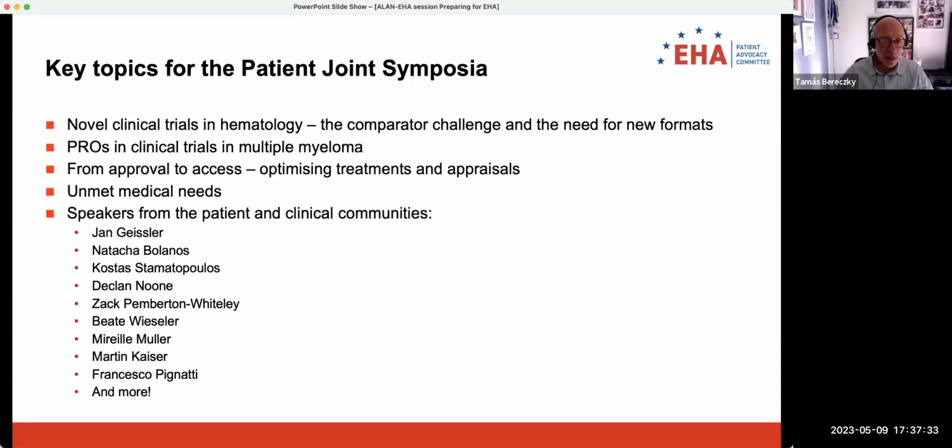Another key topic this year is PROs in clinical trials in multiple myeloma, where obviously Myeloma Patients Europe will play a big part in bringing forward this discussion and presenting where we stand here. Then another topic is from approval to access. So how can you optimize treatments and appraisals? That's a little bit on the crossroads between scientific engagement and policy engagement of patients. How can you make sure that once a drug is approved, it's also accessible to patient communities?